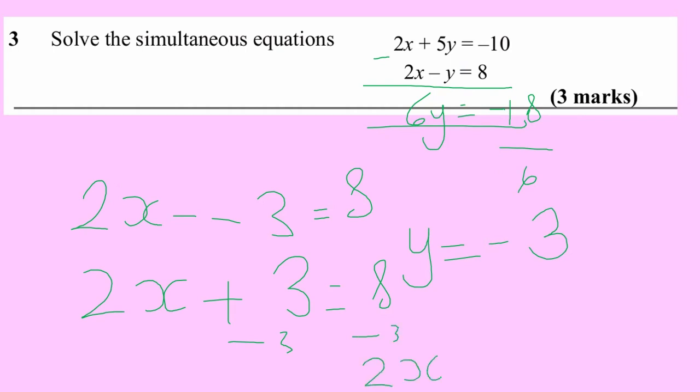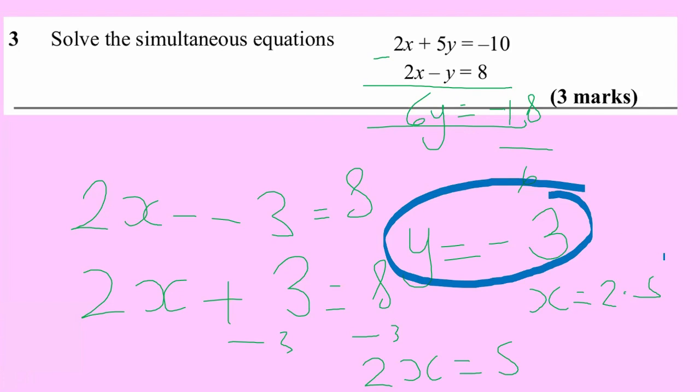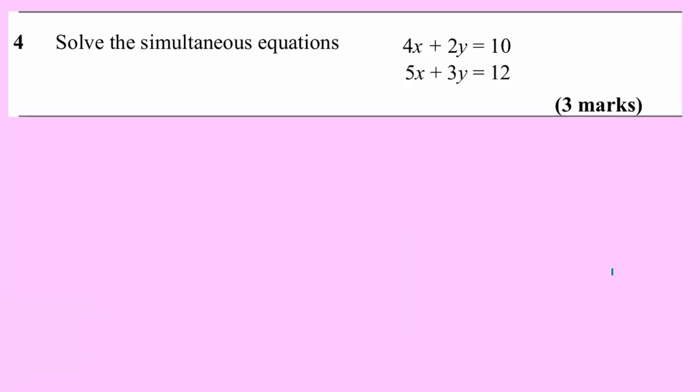2x equals 5. So then x is 2.5 or 5/2. So let's just highlight our correct answers. So y is minus 3 and x is 2.5. Right, let's have a look at another question.